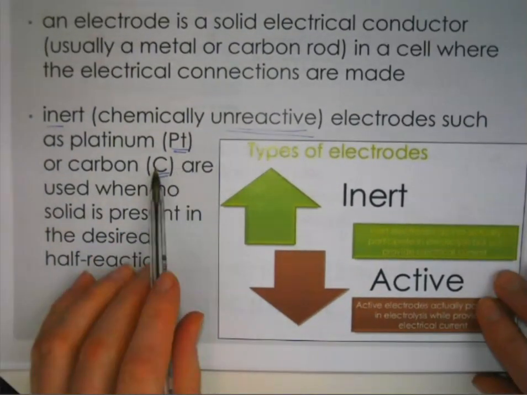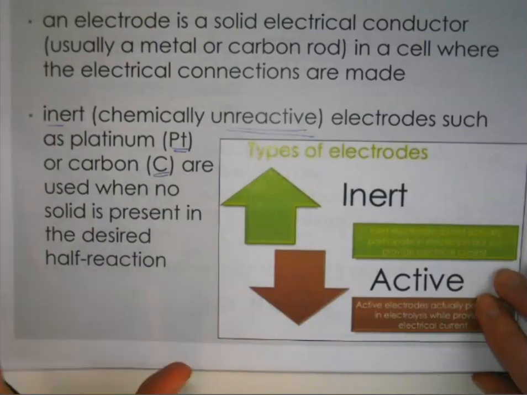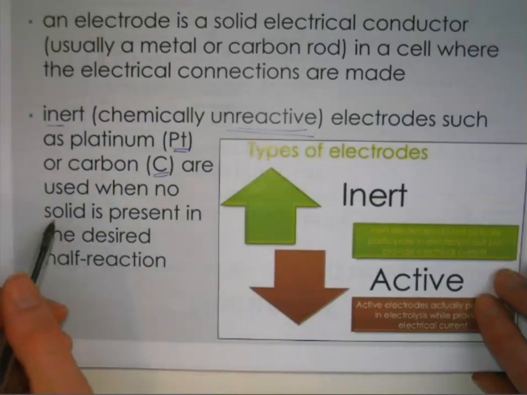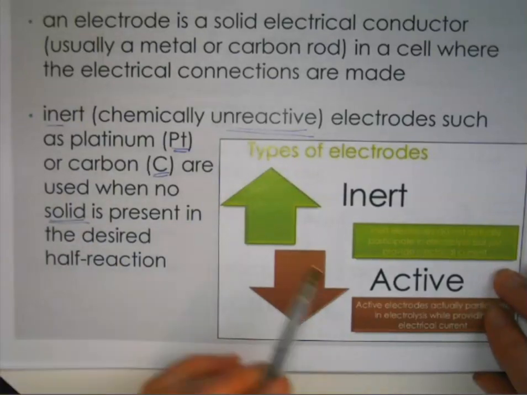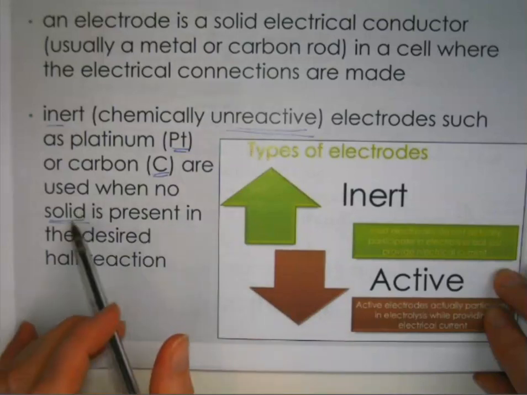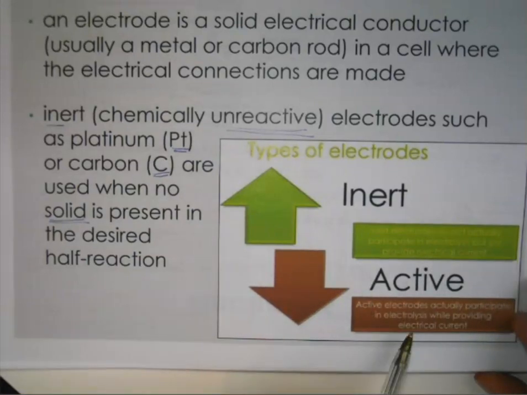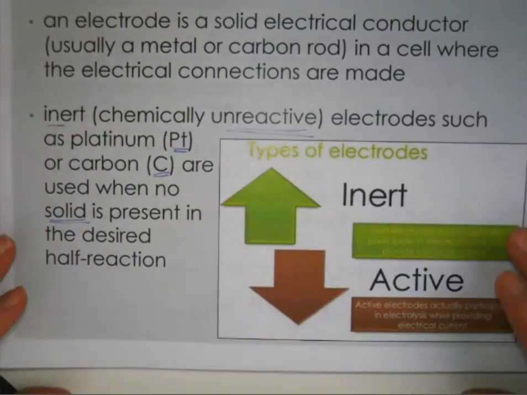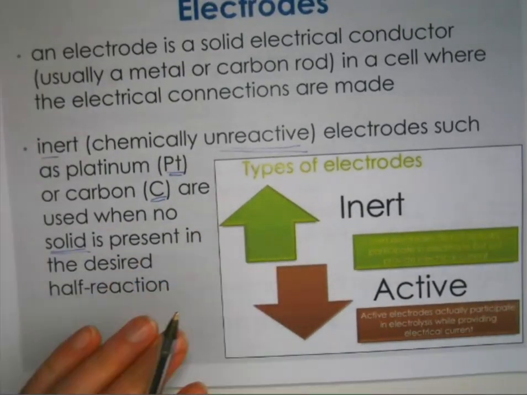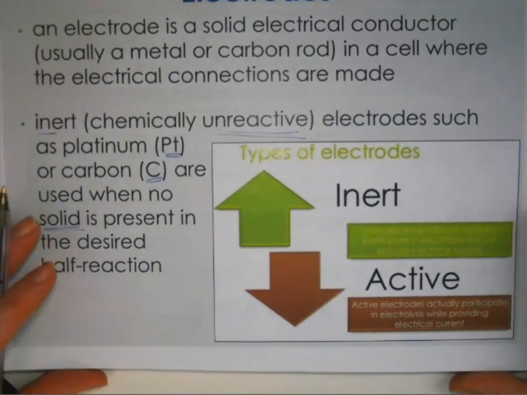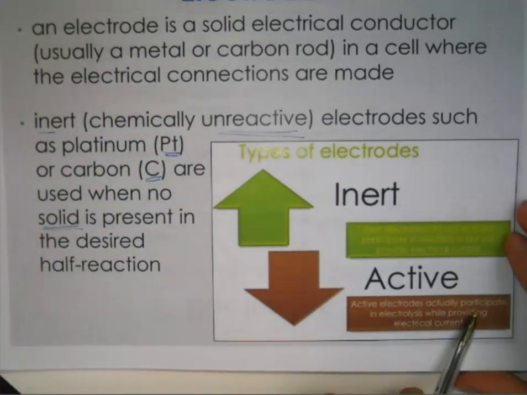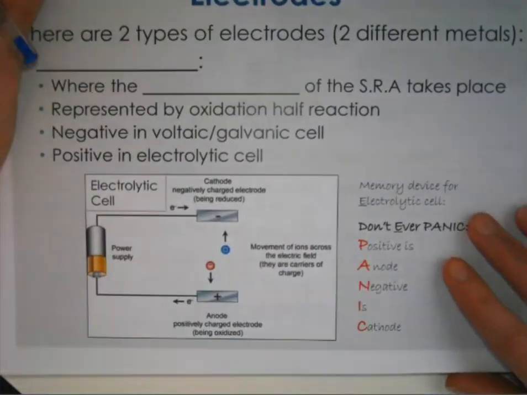So we use inert electrodes when the reduction or oxidation half reactions that we're using do not require a solid. However, if a solid is required for one or both of those reactions, then you would use an active electrode where it's actually going to participate in the electrolysis. Or, electrolysis might be a little bit misleading because it sounds like it's just for electrolytic cells, but just remember that they're going to be participating in the overall redox reaction.